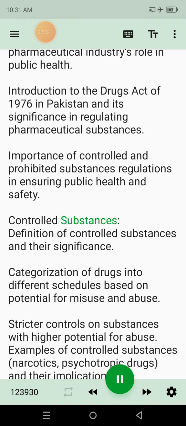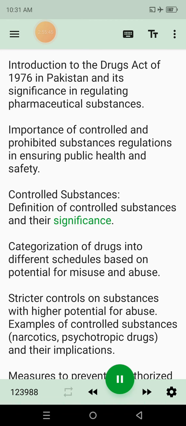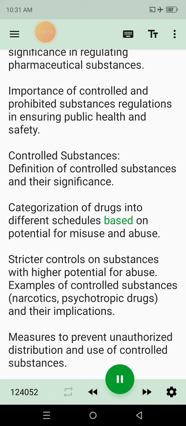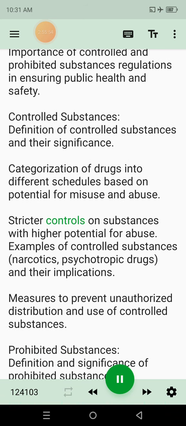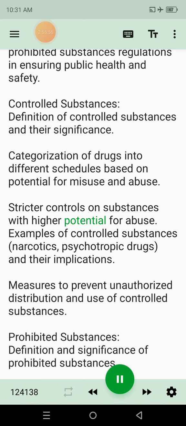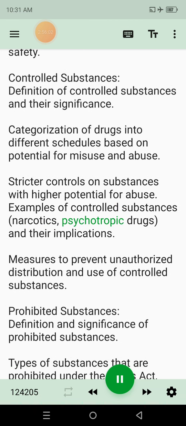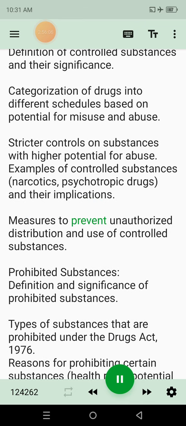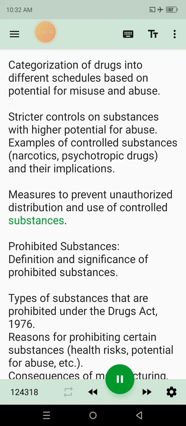Controlled substances. Definition of controlled substances and their significance. Categorization of drugs into different schedules based on potential for misuse and abuse. Stricter controls on substances with higher potential for abuse. Examples of controlled substances: narcotics, psychotropic drugs, and their implications. Measures to prevent unauthorized distribution and use of controlled substances.